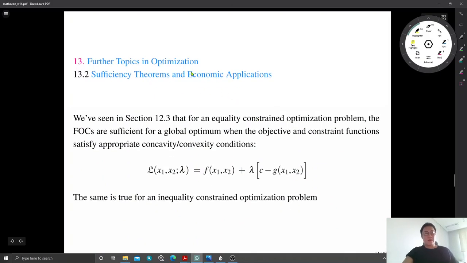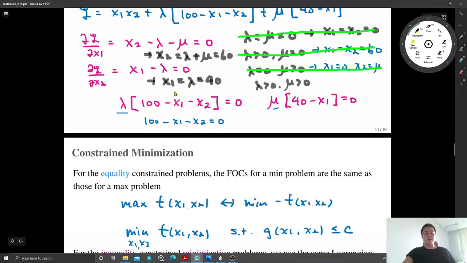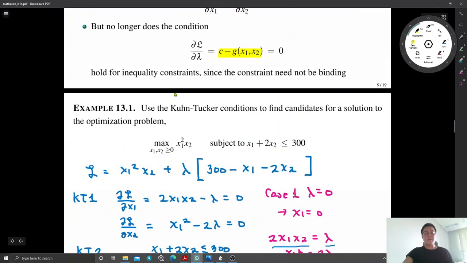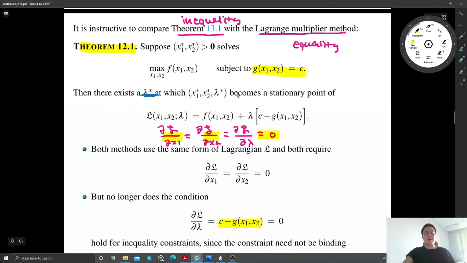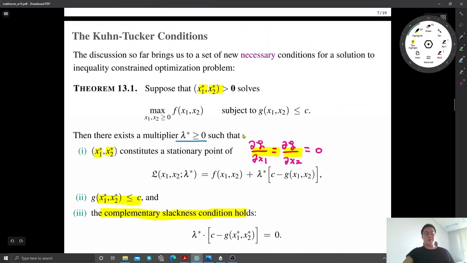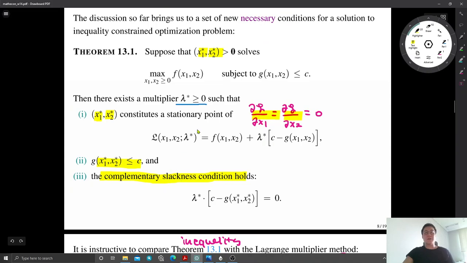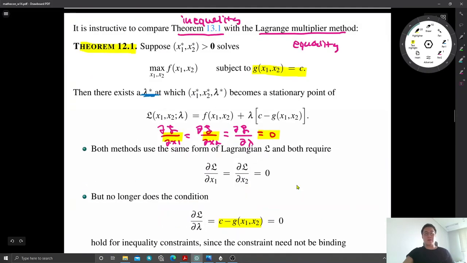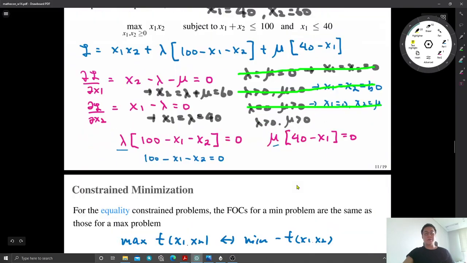Then I explained the Kuhn-Tucker condition, but remember, Kuhn-Tucker condition just gives us a first order condition, a necessary condition for a solution. Okay, so we start with this presumption that x1 star and x2 star is a solution, and the solution must satisfy these three different conditions. So it gives us just a candidate, and how do we find the real solution?